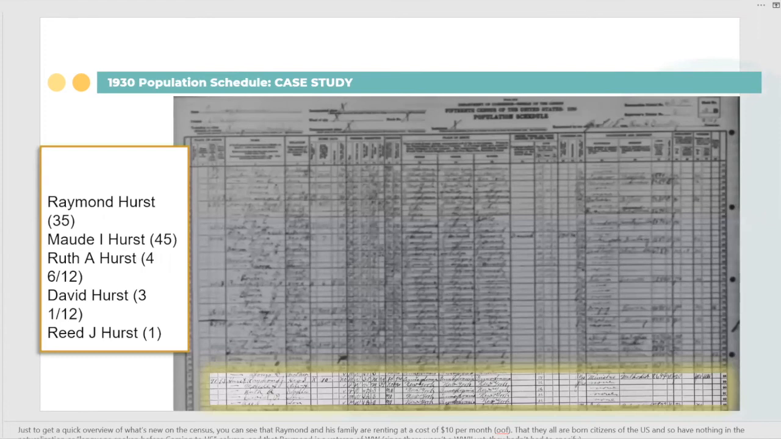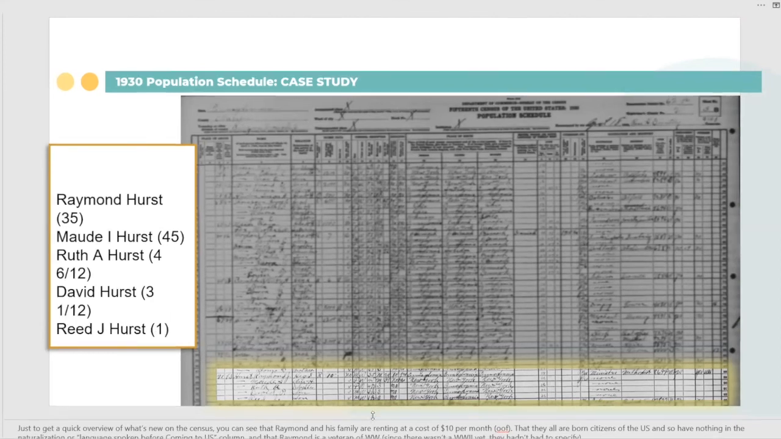So here we have Maud. Like I said, she got married in 1924. We have her husband here and their children listed. You can see that Raymond and his family are renting at a cost of about $10 a month. Yeah, let's all just take a moment for that.